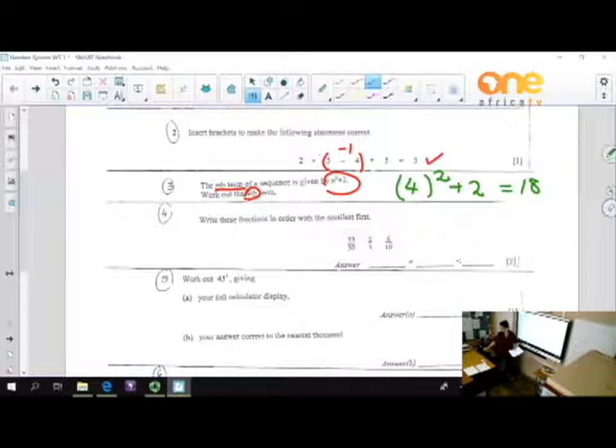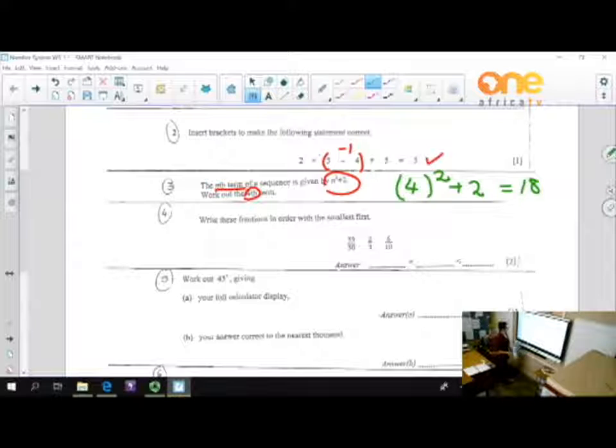Use your calculators. So on our calculators, we use brackets. 4, close the bracket, squared, plus 2 is equal to. Make sure that you know how to use your calculators.